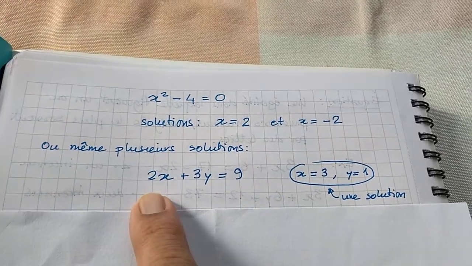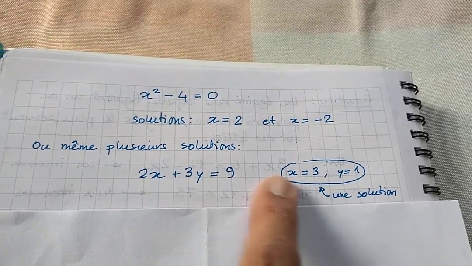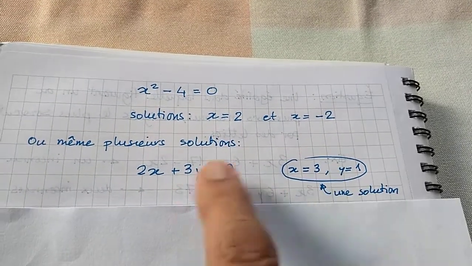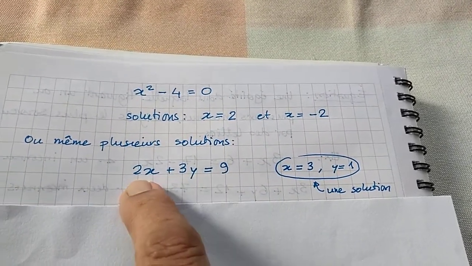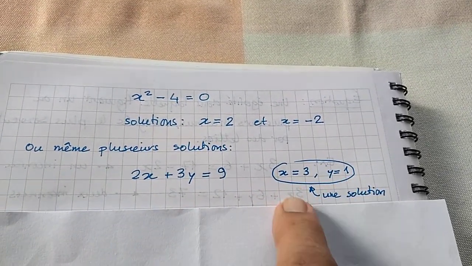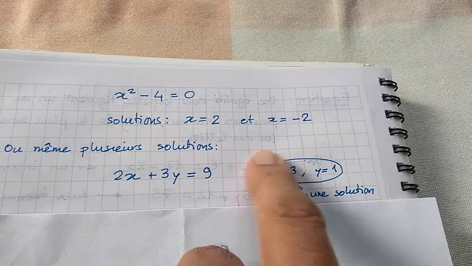Now this I haven't written it, but we'll do it in our heads. X is equal to 3, this will give 2 into 3, 6 plus 3 into 1, 3. So 6 plus 3 is equal to 9. So x is equal to 3, y is equal to 1 is one solution. This whole thing is one solution.